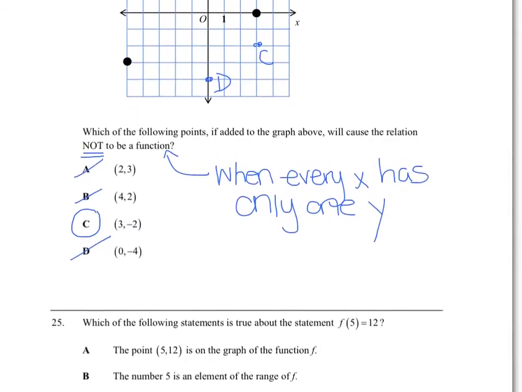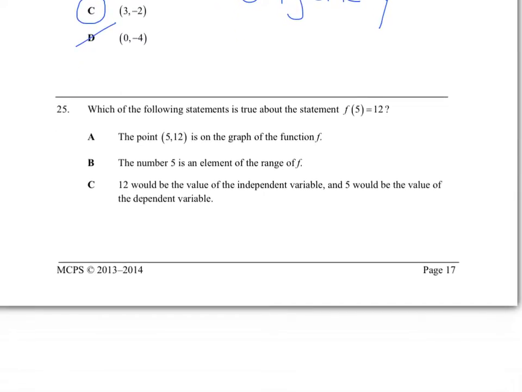All right, our next question. Which of the following statements is true about the statement f of 5 equals 12? So the point 5, 12 is on the graph of the function f. Well, we can see that inside the parentheses is our x, outside the parentheses is our y, so 5, 12, this would be true. Let's just check the other ones just to be sure. I always recommend that you do this in case you might have actually made a mistake.